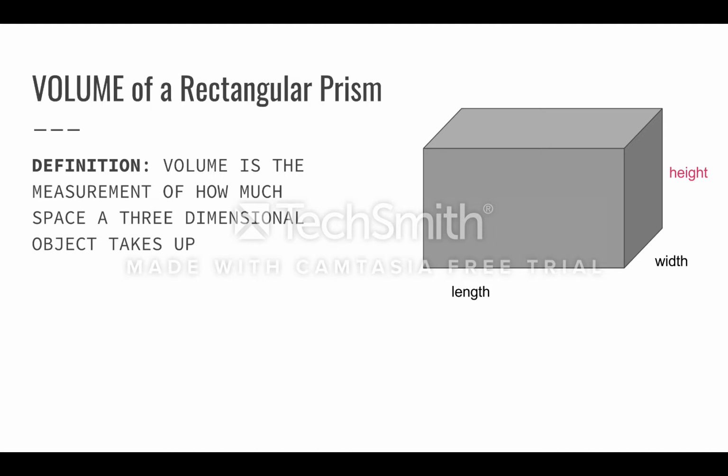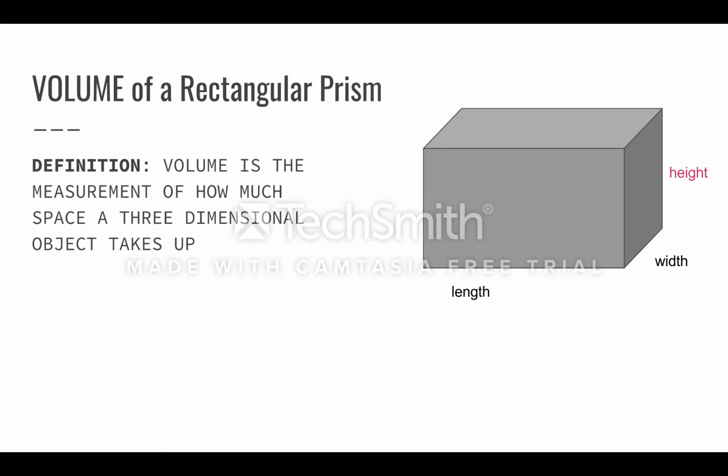So again, the definition for volume is the measurement of how much space a three-dimensional object takes up. If you look here, we have a rectangular prism, and we're going to focus on finding the volume of a rectangular prism using length, width, and height. And the good news is volume is actually very easy to find once you figure out what the length, the width, and the height is.